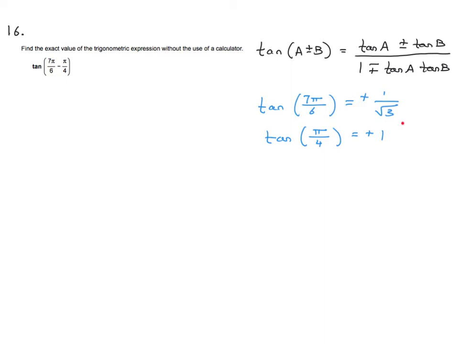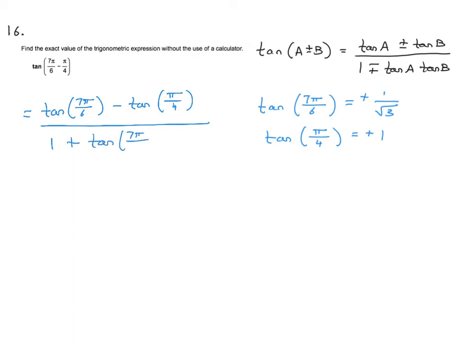Now that I have these two values, let's plug this information into this formula. And the first thing I'm going to note is, since we're taking a difference, I'm going to use the negative part of this, which means I'll have tangent A minus tangent of B, but then the denominator is going to be 1 plus tangent of A times tangent of B. So let's plug all of this in. So this is going to be tangent of 7 pi over 6 minus tangent of pi over 4. That's all divided by 1 plus, and then we'll have tangent of 7 pi over 6 multiplied to tangent of pi over 4.